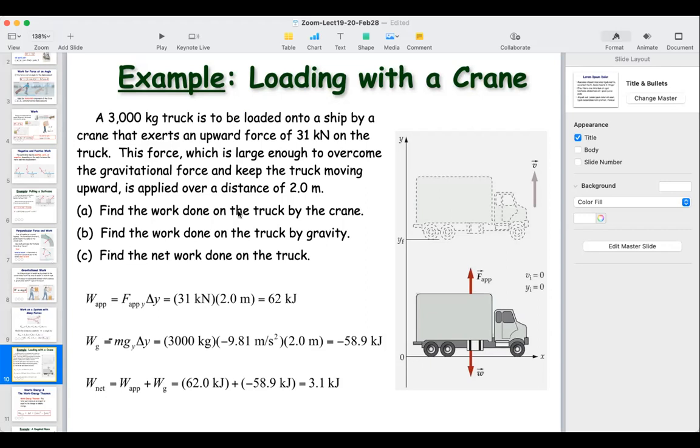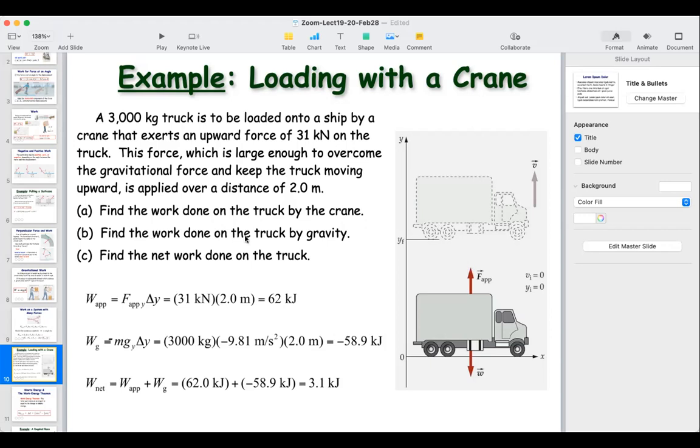Okay, so here we have the work done on the truck by the crane. We know that work is the force along the displacement multiplied by the displacement itself. So the force is all along the displacement because it's all along y and is 31 kilonewton multiplied by the displacement, which is 2 meters, gives you 62 kilojoule. Okay, so this is the work done on the truck by the crane.